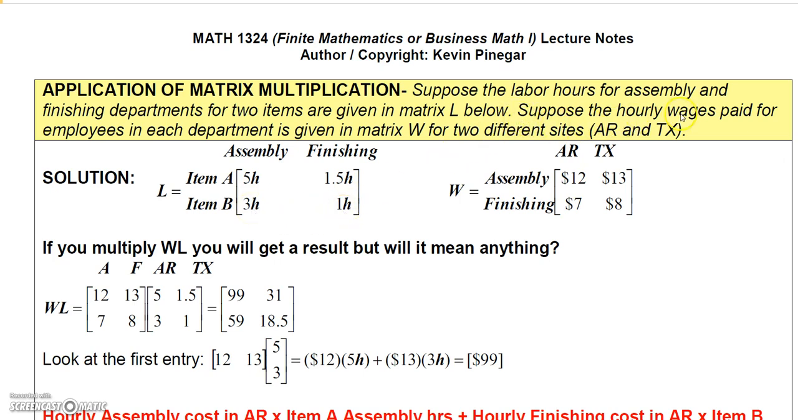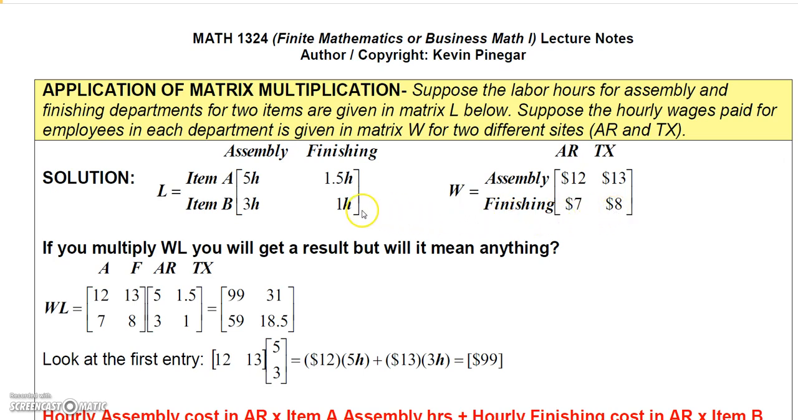And then suppose the hourly wages paid for employees in each department is given in matrix W for two different sites. Here we have an assembly department in Arkansas that pays $12 an hour for assembly, and in Texas they pay $13 an hour. And the finishing department in Arkansas pays $7 per hour, and in Texas they pay $8 per hour.